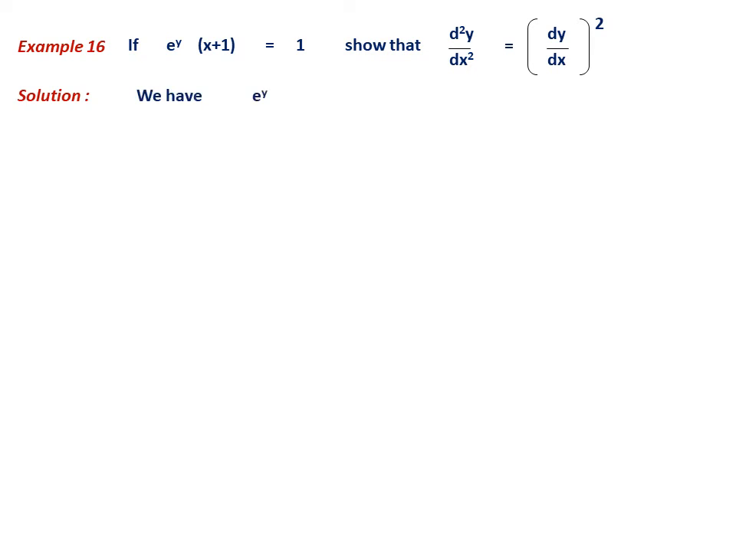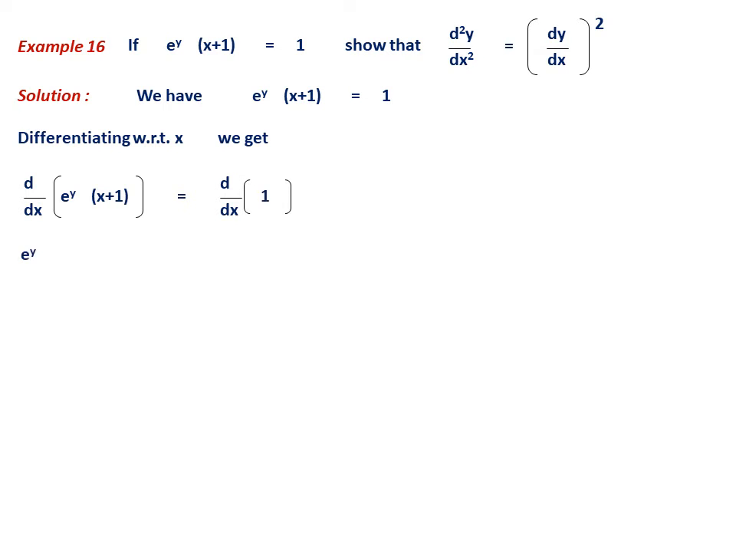Next, example 16. If e power y into x plus 1 equal to 1, show that d square y by dx square equal to dy by dx whole square. So we have e power y into x plus 1 equal to 1. Differentiating, we get d by dx of e power y into x plus 1 equal to d by dx of 1.